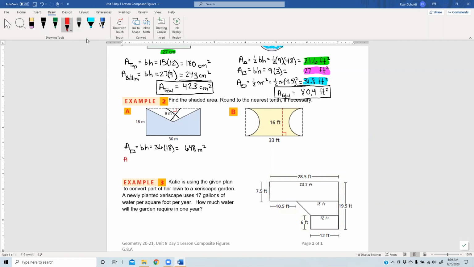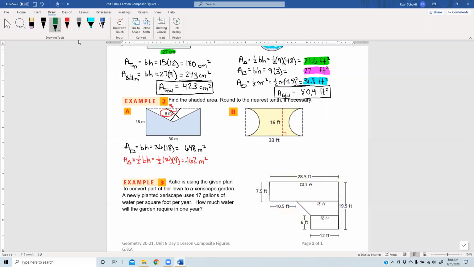So the area of the triangle. Well, a triangle is 1/2 base times height. So my base of my triangle would be 36 up here. And the height it tells me of the triangle is 9. So this would be 162 meters squared.